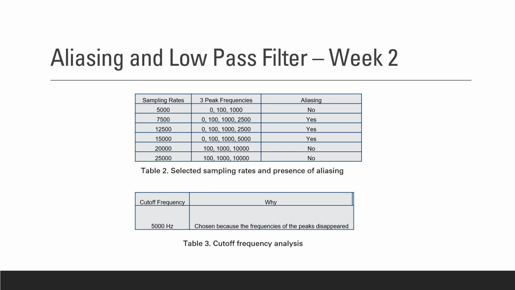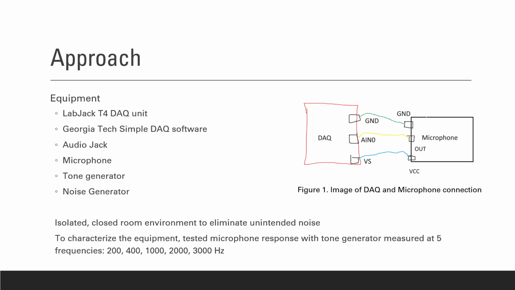Next I have tables showing the different sampling rates that were tested, along with the peak frequencies at each one, and whether or not aliasing was observed at each one of the sampling rates. I determined the cutoff frequency for these sampling rates by choosing 5,000 hertz, because 5,000 hertz is where the frequencies of the peaks start to dissipate and reduce.